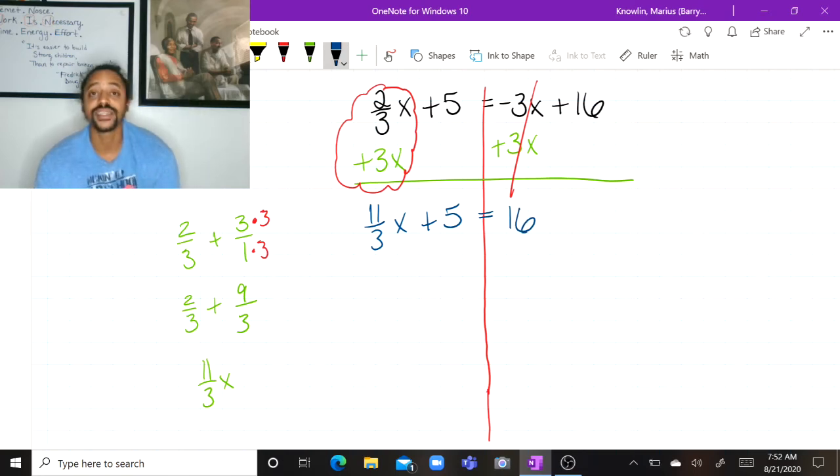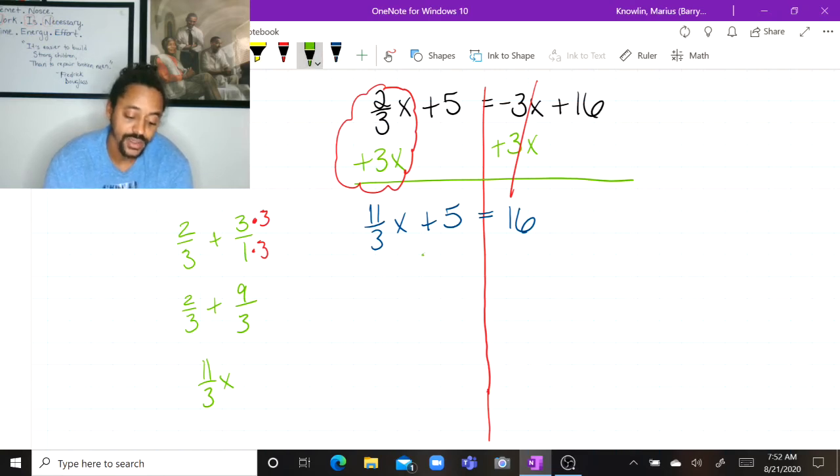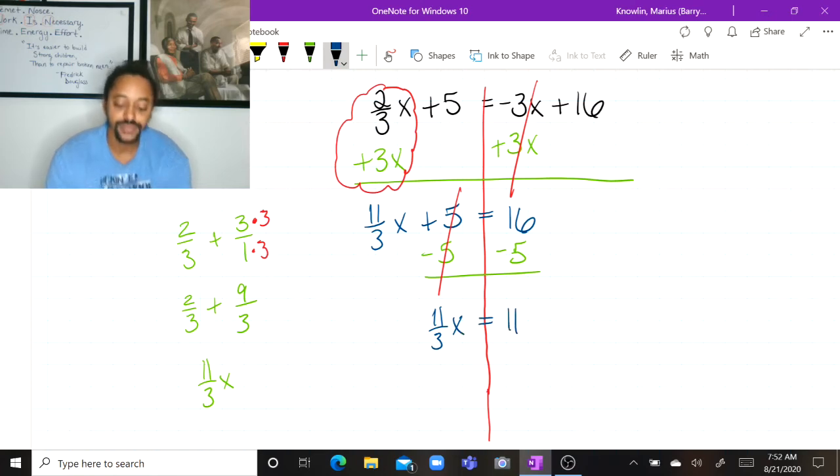We bring that 16 down. Now we want to combine the positive 5 and the positive 16 by subtracting 5 or adding negative 5 to both sides. The 5's cancel out. The 11/3 x comes down. That equals 11. 16 minus 5 is 11.